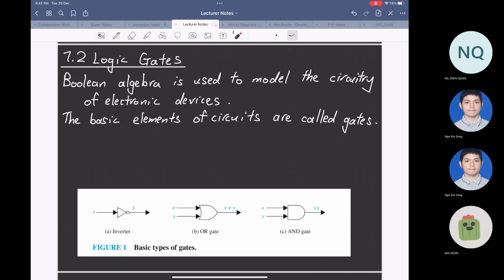X p equals p and then becomes not p. So after generalizing, we become x bar. For x and y, we can add them together, which is an OR gate, or we can multiply them, which is an AND gate.